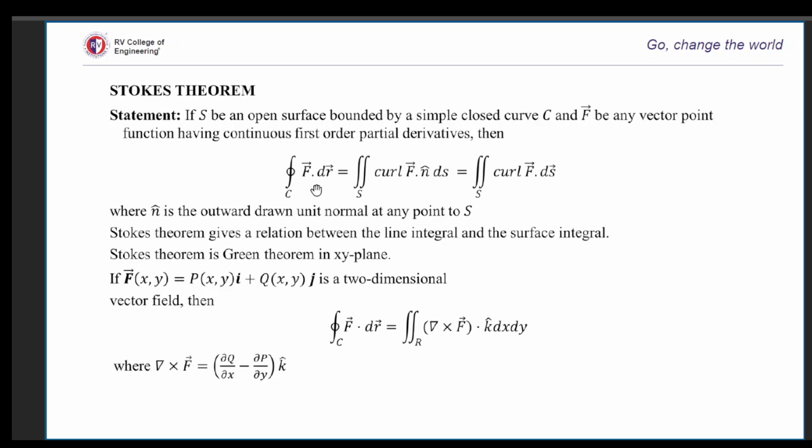Now there is a very important result pertaining to line integration and surface integrals, which is referred to as Stokes theorem. Stokes theorem is a generalization of Green's theorem to higher dimensions. Stokes theorem has interesting applications. It gives the relation between the line integral and the surface integral given by the following expression. If you take a two-dimensional situation, it just reduces to Green's theorem.